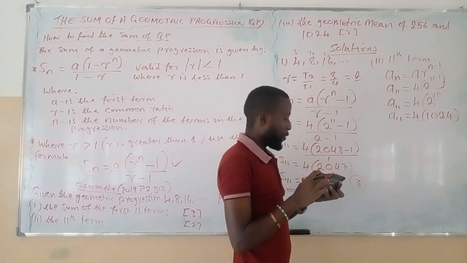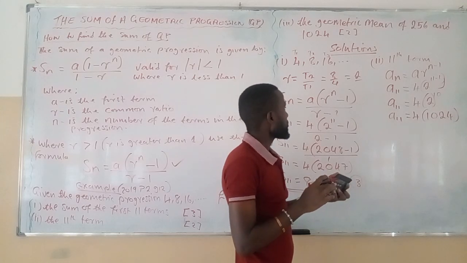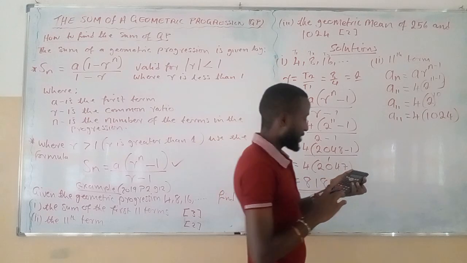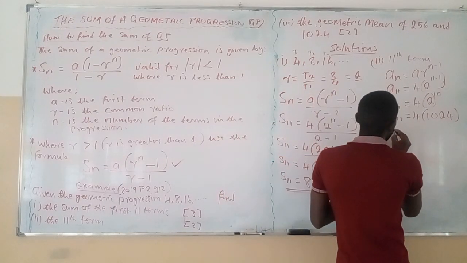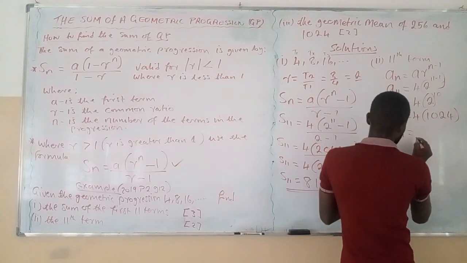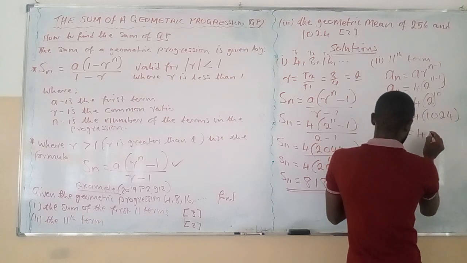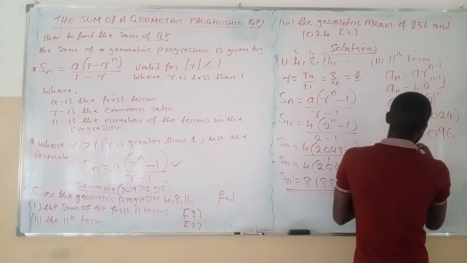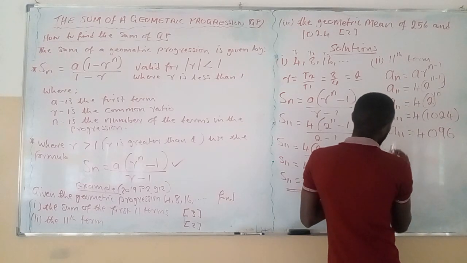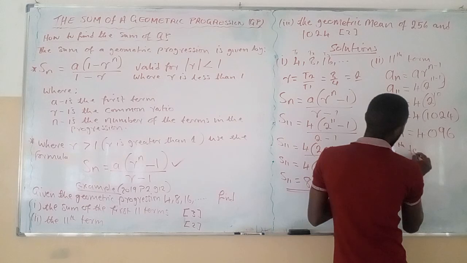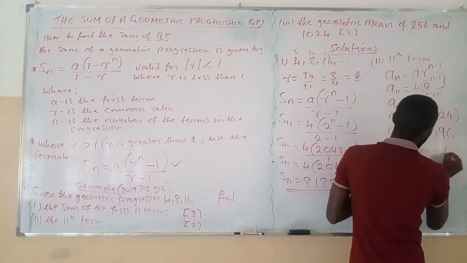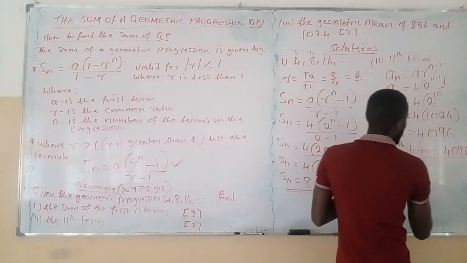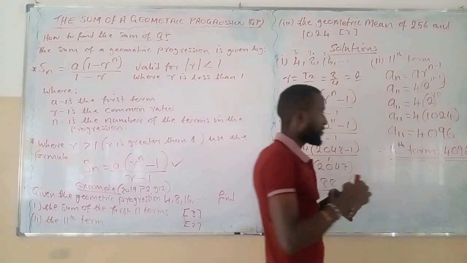And therefore, what do we need to do next? The next thing we need to do is to multiply it by 4. Then we have the 11th term is equal to 4096. Therefore, the 11th term is equal to 4096. That is the 11th term. So that is how you find the 11th term.